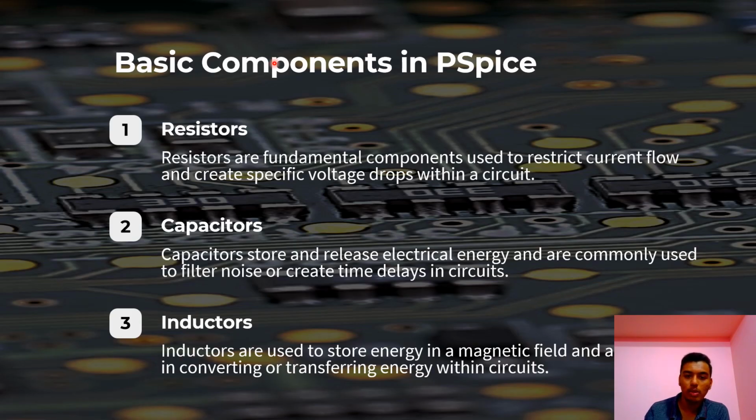Some of the basic components in PSpice are resistors, capacitors, inductors. Resistors are fundamental components used to restrict current flow and create specific voltage drops within a circuit. Capacitors are used to store and release electrical energy and are commonly used to filter noise or create time delays in circuits. Inductors are used to store energy in a magnetic field and are essential in converting or transferring energy within circuits.